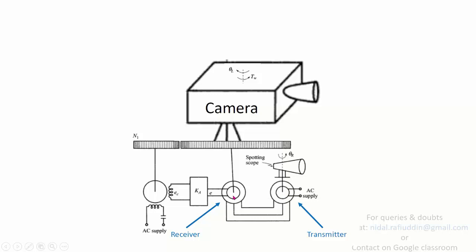So once it gets aligned very exactly to the transmitter rotor, the orientation becomes the same. In that case, the output voltage from the rotor of the receiver will become 0. And when this becomes 0, this will turn 0. No movement of the rotor of the servo will be observed, and hence the camera will stop. Once again, if the spotting scope is further moved by a certain angle, the orientation will change, and then again an EMF will be induced. This EMF will be fed to the servo, causing the orientation of the camera to change again.